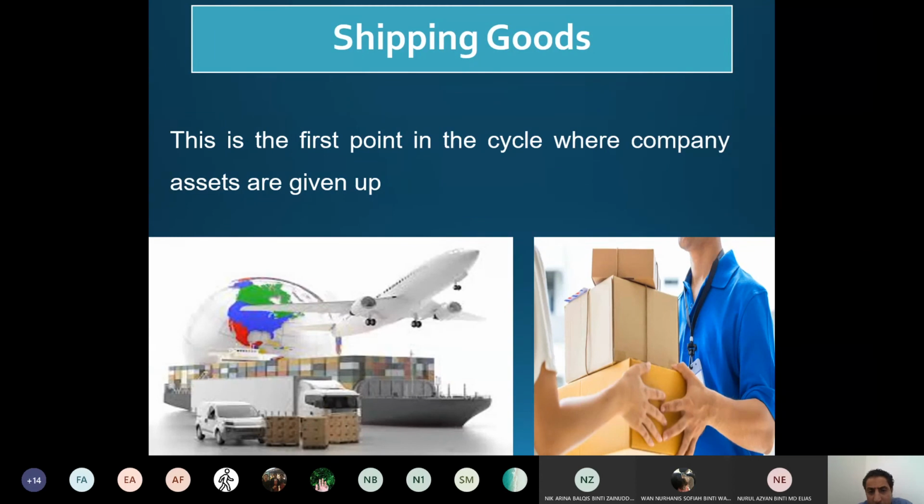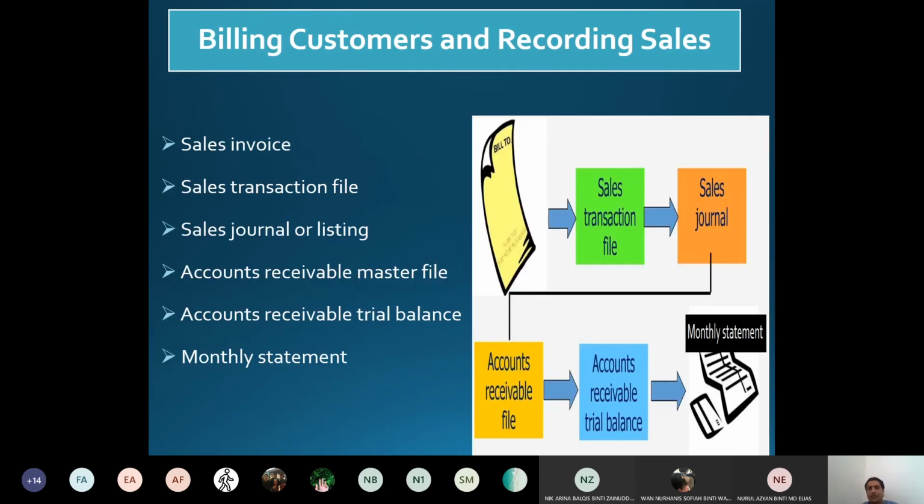Okay, then we have the shipping of goods. This is the first point in the cycle where the company's assets are given up or transferred. At this time, we transfer the goods to the customers, and normally this is the starting point, the right time to start recording the transaction into the sales journal, and so on.